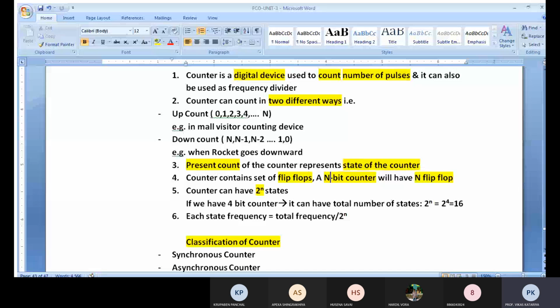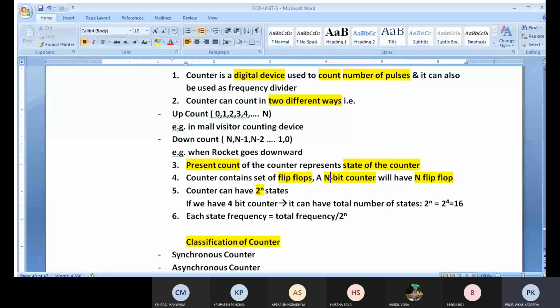We know very well that a flip-flop is only capable of storing one bit. It cannot store more than one bit. For storing a single bit, we require a single flip-flop. So for generating an n-bit sequence, we require n flip-flops. Based on this, we can have 2 raised to the power n states. If we have a 4-bit counter, it can have a total number of states of 16. Each state frequency is equal to the total frequency divided by 2 to the power n.